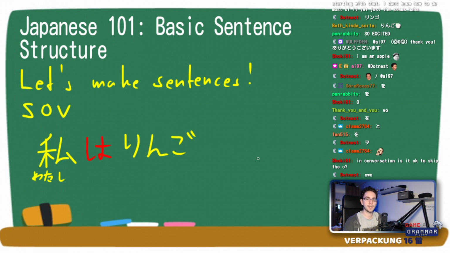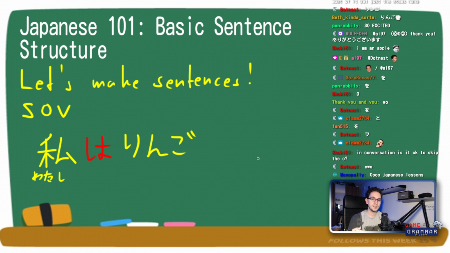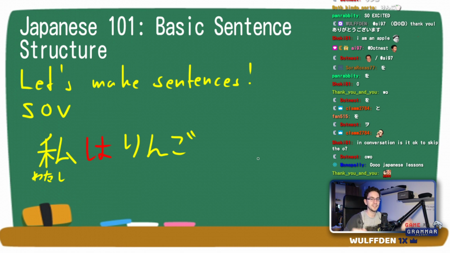In conversation, is it okay to skip the O? Yes. We're gonna look at particles and how they work a lot more in detail. But since this is lesson 1, for now, let's say it's there. You might hear it dropped. Particles in conversation or spoken language often get dropped. That doesn't really mean that they're not there anymore. It just means that we don't mention them, we imply them, but essentially in the meta sentence, they're still kind of there.